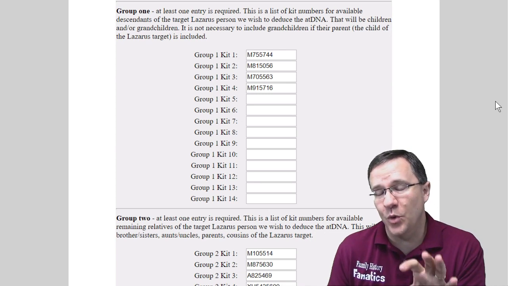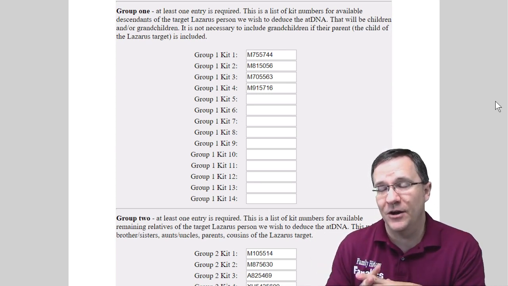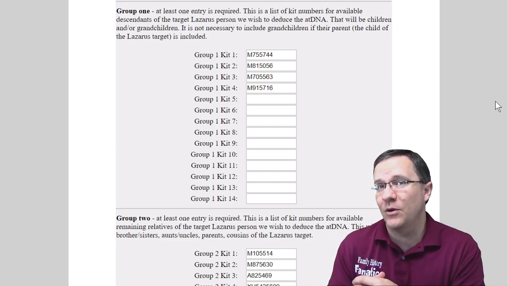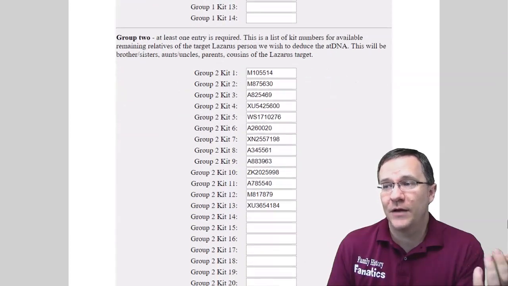Ideally, what you want is to have all lines of descent represented here. But if you don't, if you only have, let's say, one child, that's okay. That's something to start with. Next, we're going to go down to the last group.